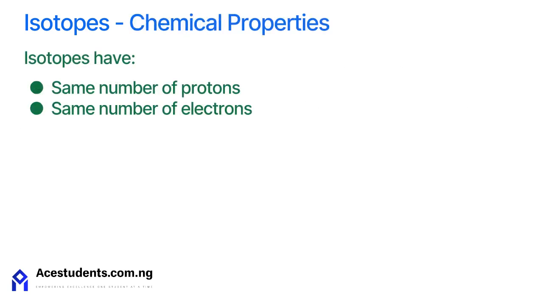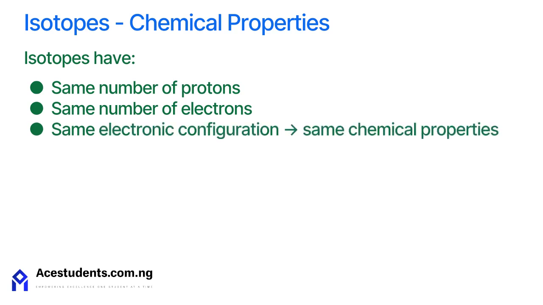Even though isotopes have different numbers of neutrons, they always have the same number of protons. Because the number of protons is the same, the number of electrons is also the same in a neutral atom. Since isotopes have the same number of electrons, they also share the same electronic configuration. This means that isotopes of an element behave the same way in chemical reactions.